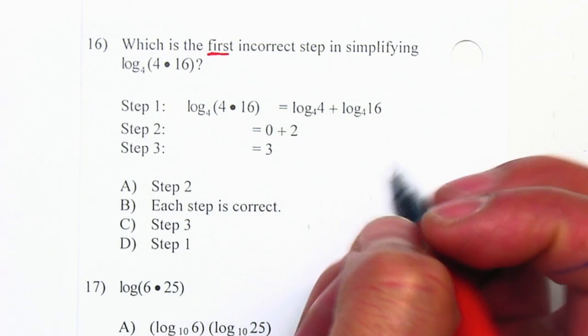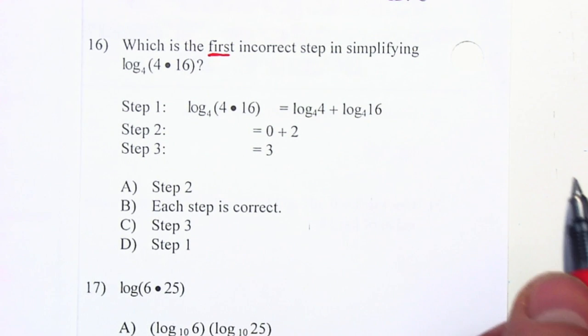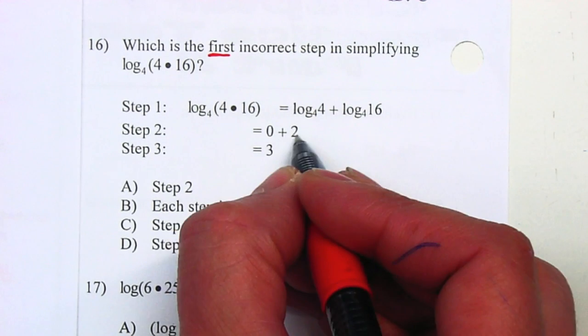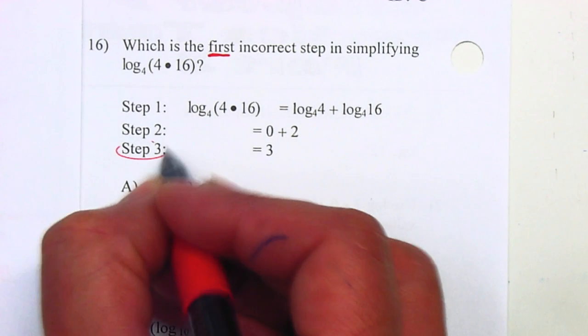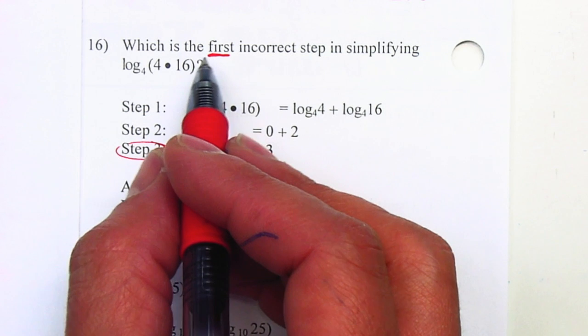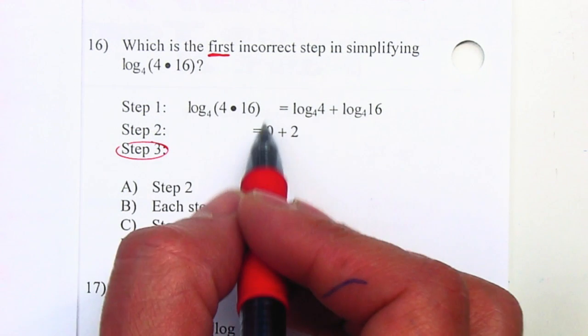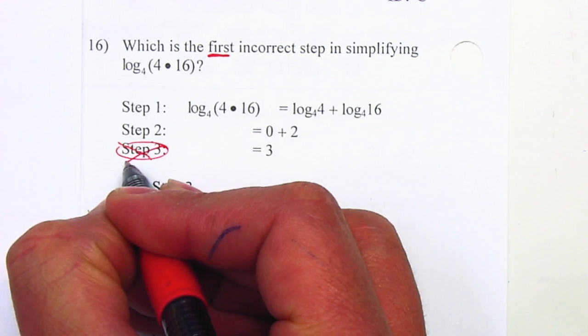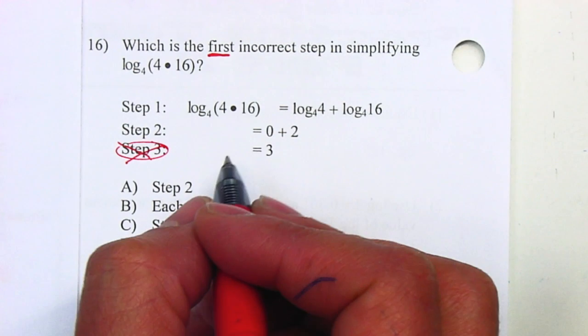the first incorrect step. And many of you guys, as soon as you see this, you say, oh, 0 plus 2 is not 3. So step 3, that's not correct. You want to be able to find the first incorrect step. So you need to be able to analyze step by step. That's not correct. That's not the answer.